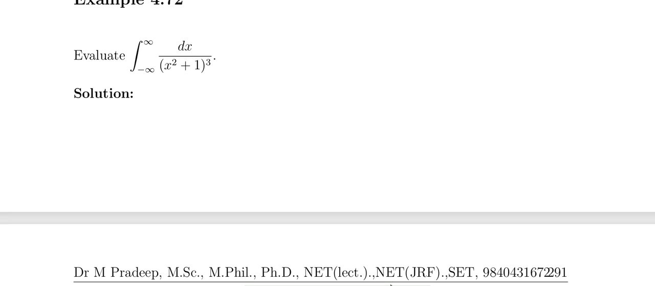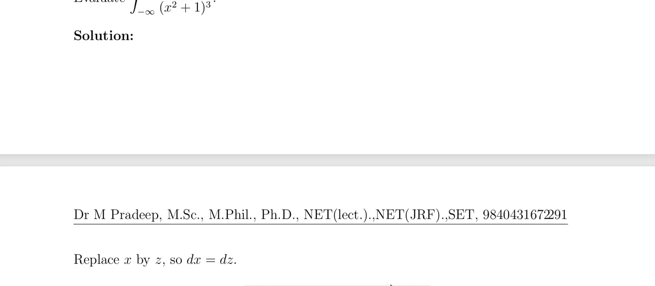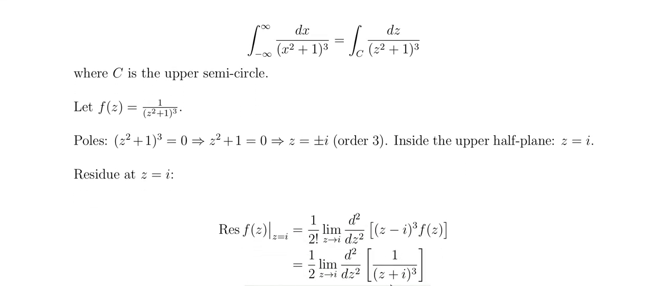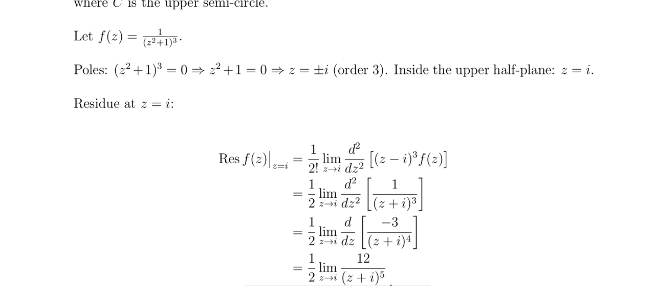In the same way, consider the integral from minus infinity to infinity of dx by (x square plus 1) whole cube. Here C is the upper semicircle, and this is a pole of order 3. For a pole of order 3 we differentiate 2 times: 1 by 2 factorial, limit z tends to i, d square by dz square of (z minus i) whole cube into something. So then 1 by (z plus i) whole cube.